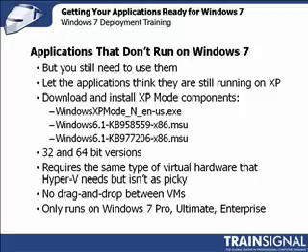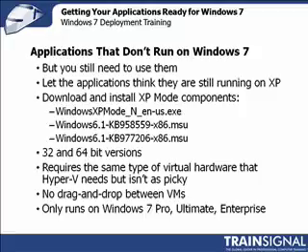To use XP mode on a Windows 7 machine, you'll need to download and install 3 different components. The first is the Windows XP mode. Second is Windows 6.1 KB958559. The third is Windows 6.1 KB977206. There are both 32 and 64-bit versions of these files, so make sure you get the right architectural version that you need.